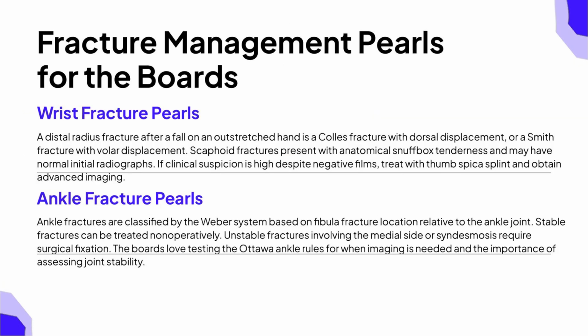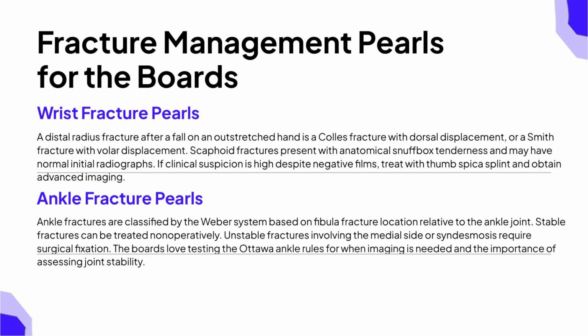Let us review fracture management pearls for the boards, because wrist and ankle fractures come up constantly. For wrist fractures, the most common pattern is a distal radius fracture from a fall on an outstretched hand. A Colles fracture has dorsal displacement, and a Smith fracture has volar displacement. The boards love testing scaphoid fractures because they are tricky.